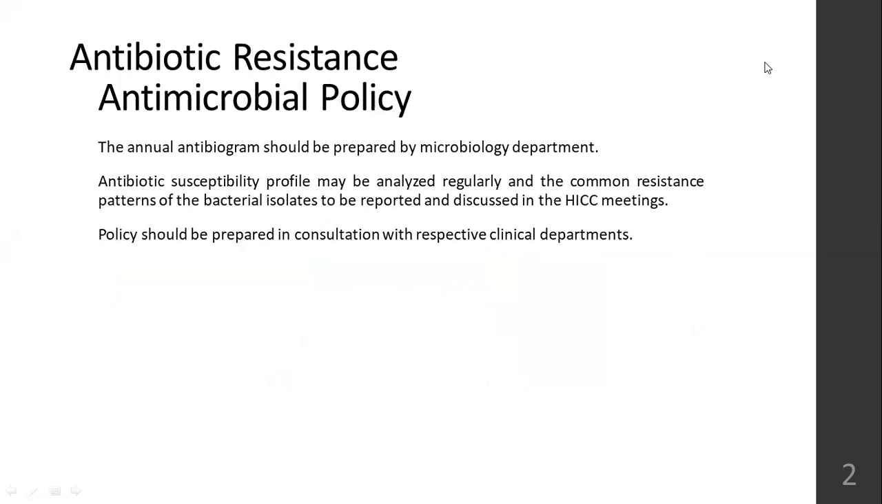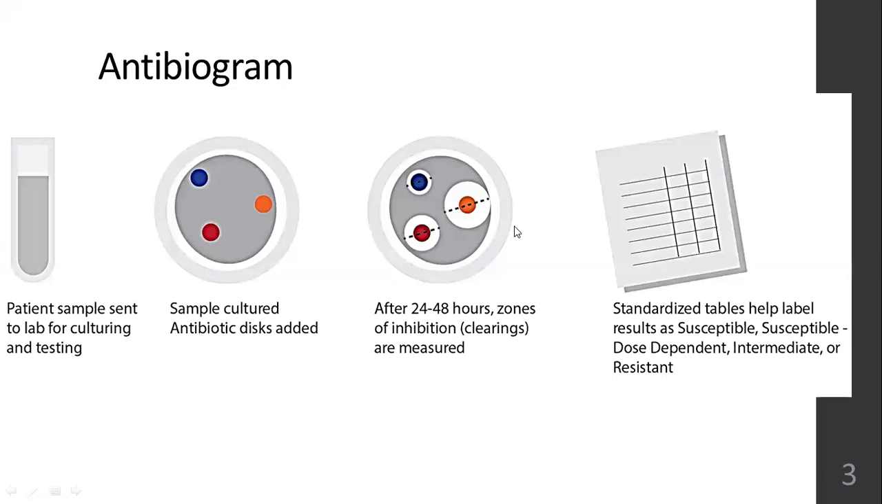So the antibiotic susceptibility profile could be analyzed regularly, and common resistant patterns of certain bacterial isolates can be studied. It can be reported in the hospital infection control committee meetings. And this policy should be prepared in consultation with clinical departments as well. So this is an antibiogram.